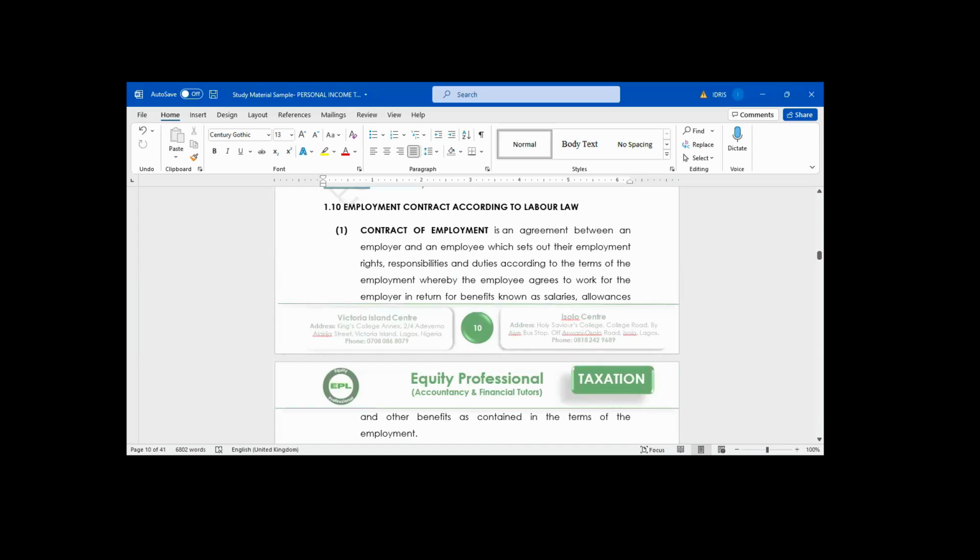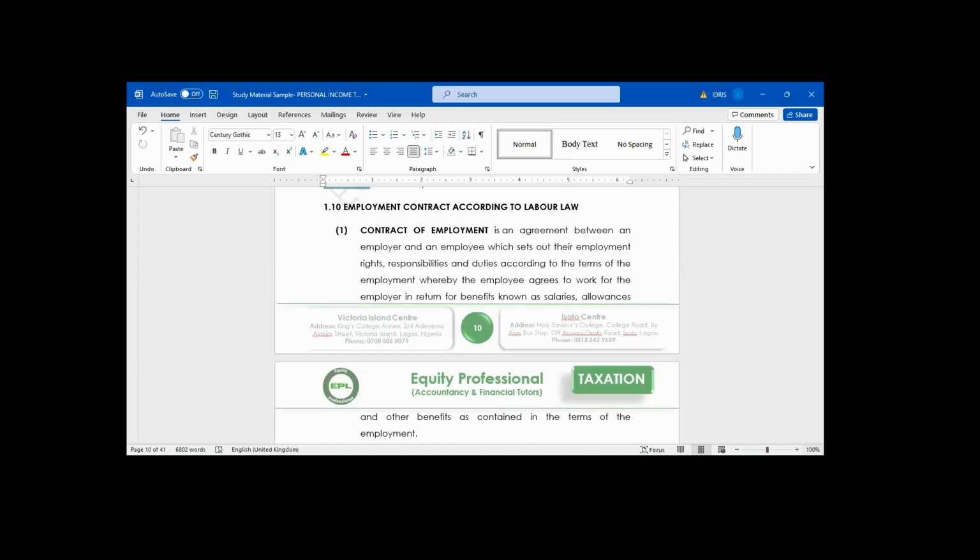What is contract of employment? Contract of employment means an agreement between employer and employee which states out the employment responsibilities, the duties. Contract of employment simply means full-time employment, where you receive salary, you receive allowance, transport allowance, basic allowance, housing allowance, and so on. It's a full-time job. That is what contract of employment is talking about.